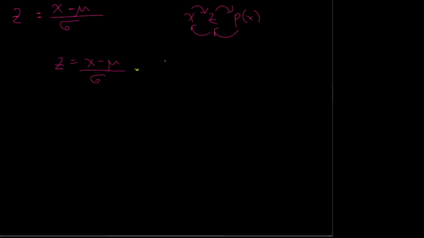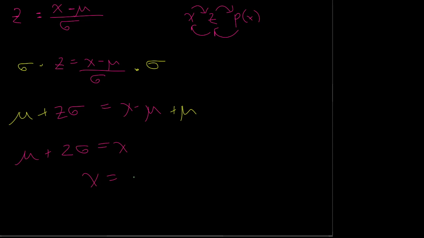So I want to get rid of the standard deviation on the bottom, so I have to multiply by the standard deviation. But whatever I do to one side, I do to the other. And so I have z times sigma equals x minus mu. And now I want to isolate x on its own. So I'm going to add mu to this side. Those two should cancel out. But whatever you do to one side, you do to the other. So I'm going to add a mu over there. And all said and done, I have mu plus z sigma equals x.